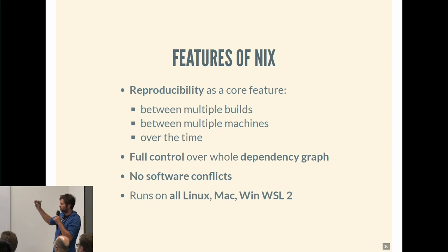If I build it in 10 years from now, it's the same. We have full control over the whole dependency stack. There's nothing inside which is provided by somebody and we don't have control over. There are no software conflicts, no dependency conflicts. Which means that I can have 1,000 versions of GDAL and 1,000 versions of GRASS installed on my machine. There will be no conflict.